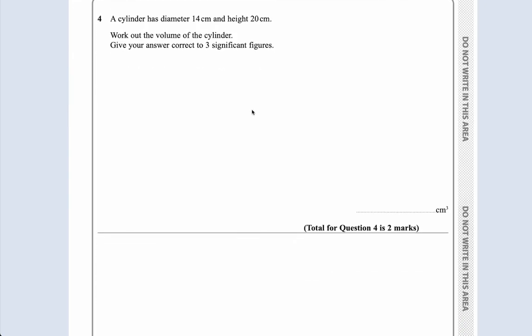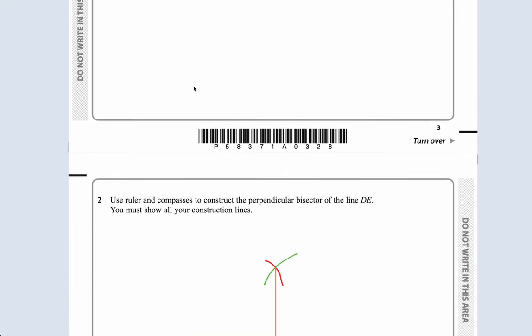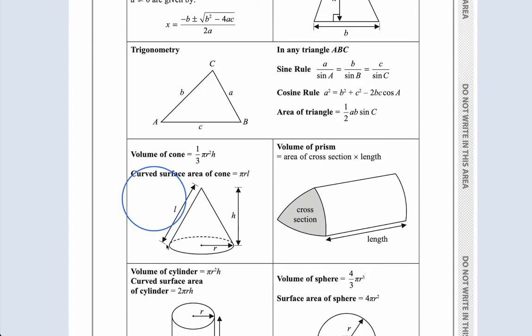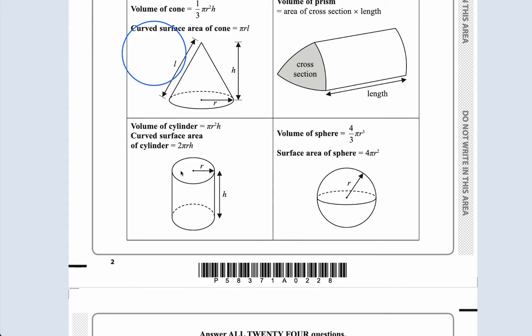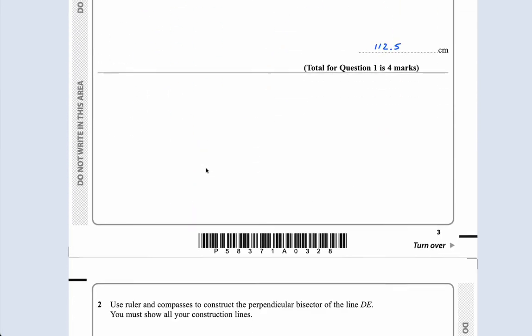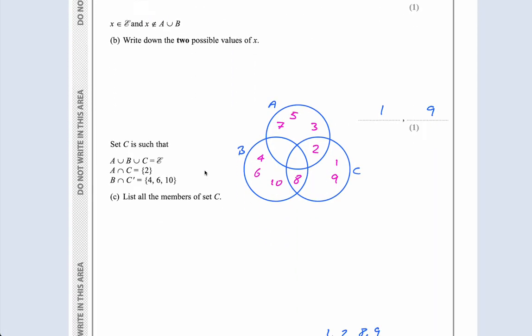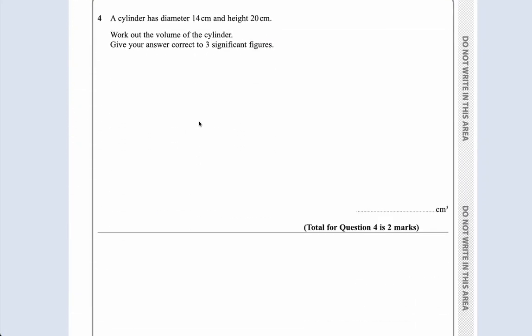Okay, question 4. A cylinder has diameter 14 and height 20 centimeters. Work out the volume of the cylinder. Give your answer to 3 significant figures, right? I need to check myself, guys. Volume of a cylinder here, yes it is. Volume of a cylinder is pi r squared h. So remember, always check your formula booklet. Pi r squared h.